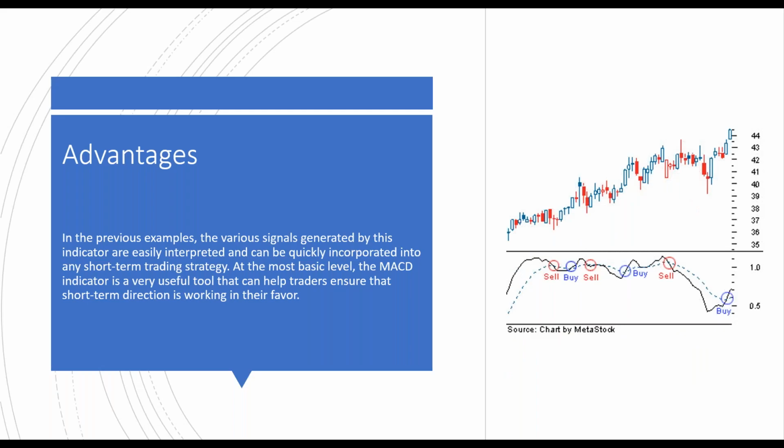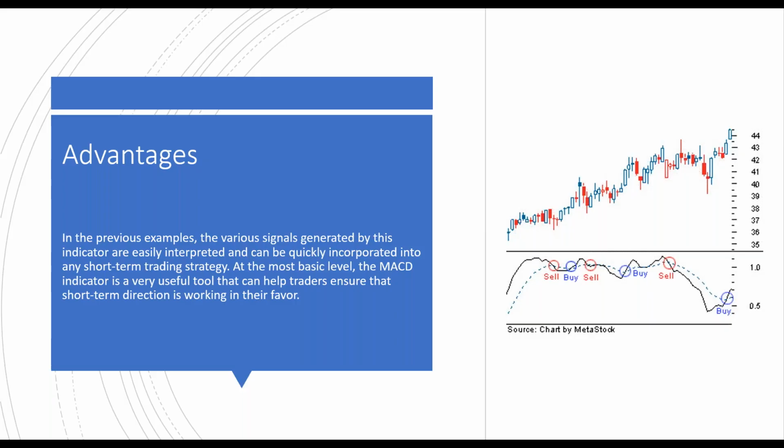In the previous examples, the various signals generated by the indicator are easily interpreted and can be easily incorporated into any short-term trading strategy. At the most basic level, the MACD indicator is a very useful tool that can help traders ensure that short-term direction is working in their favor. In other words, MACD will help you understand that you're trading in the direction of the trend.